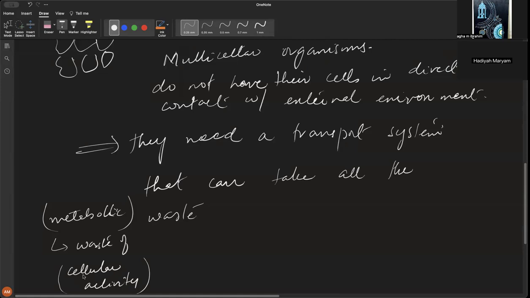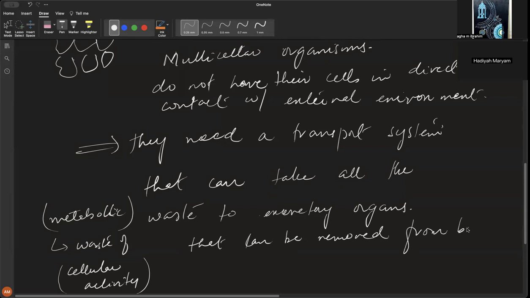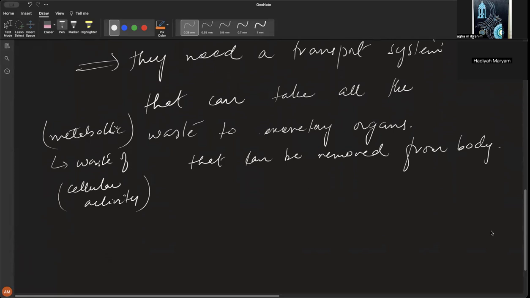The dead material, the pus cells, the bacteria, the pus, everything, right? Carbon dioxide, other than nitrogenous waste products like urea and creatinine, they need to be removed. They can take all the waste to excretory organs that can be removed from the body, right?